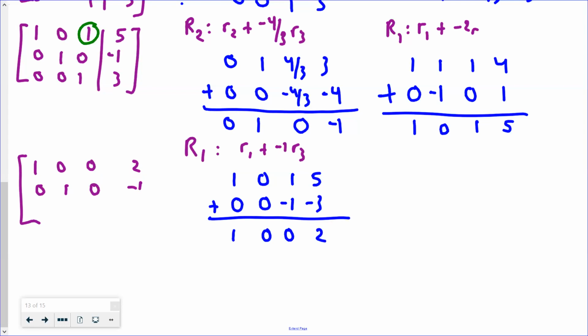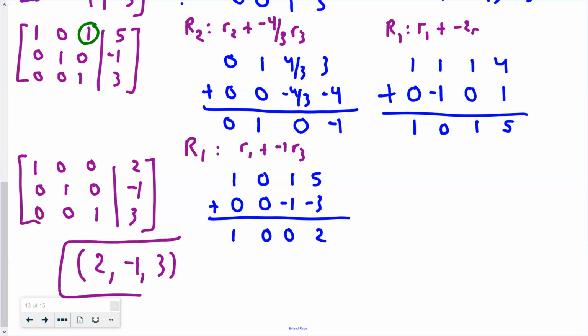which is nice because it tells me right off the bat that z is equal to 3, y is equal to -1, and x is equal to 2. So my solution is 2, -1, 3. This would be a consistent, independent system. There is only one solution. And that's how you do it, guys.